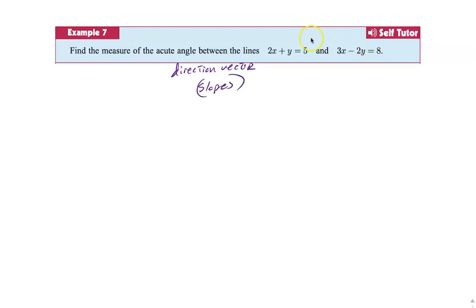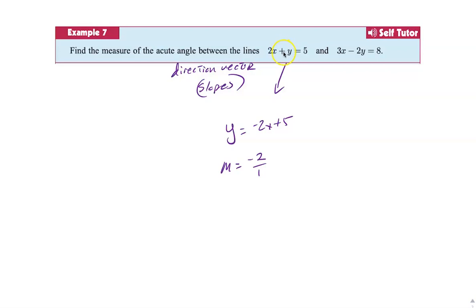So basically I gotta find the slopes of both of these guys to find out what the direction vector is. So over here, let's put it in slope-intercept form. y equals -2x plus 5. Right, just get y by itself. So the slope here is -2, also known as -2 over 1.